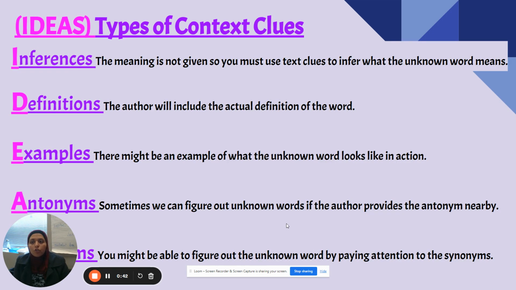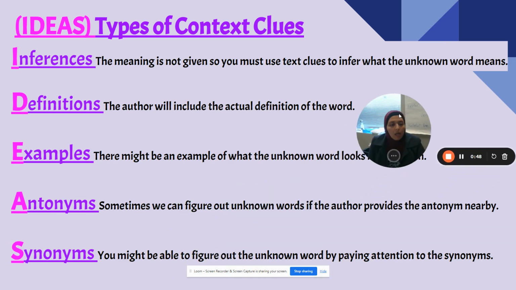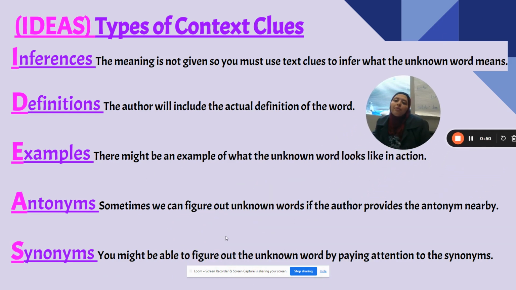All right. So, there are 5 different types of context clues that I would like you to be familiar with today. And the best way to remember them is to use the acronym IDEAS, because IDEAS refers to inferences, definitions, examples, antonyms, and synonyms. All right, so I need you to remember this: IDEAS.